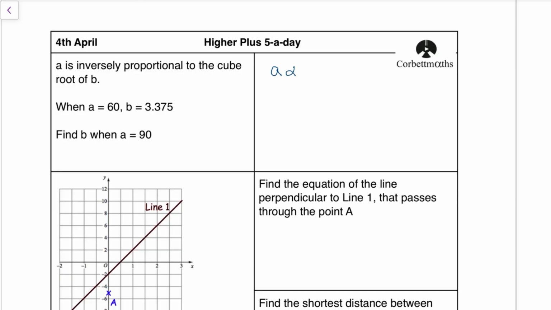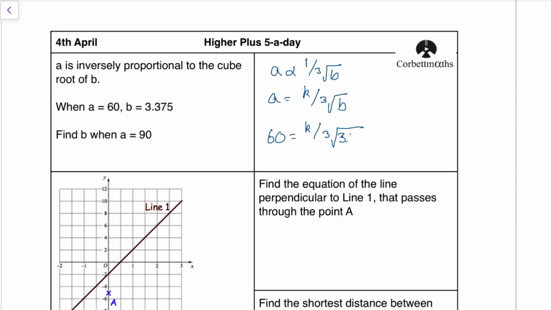So A is proportional to 1 over, in other words, inversely, of the cube root, so not just the root, but the cube root of B, which means I can write A equals K over the cube root of B. So far, so good. Then it almost always gives me some values. So the values here are 60 equals K over 3.375. Now I know that has a cube root, but let's write it anyway.